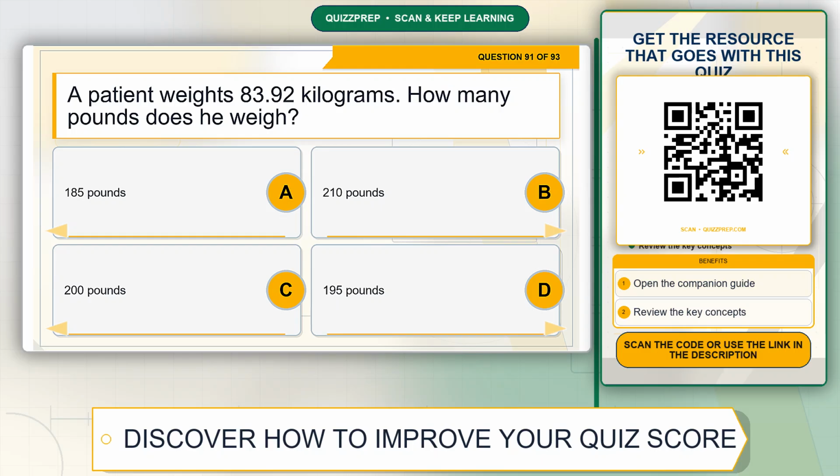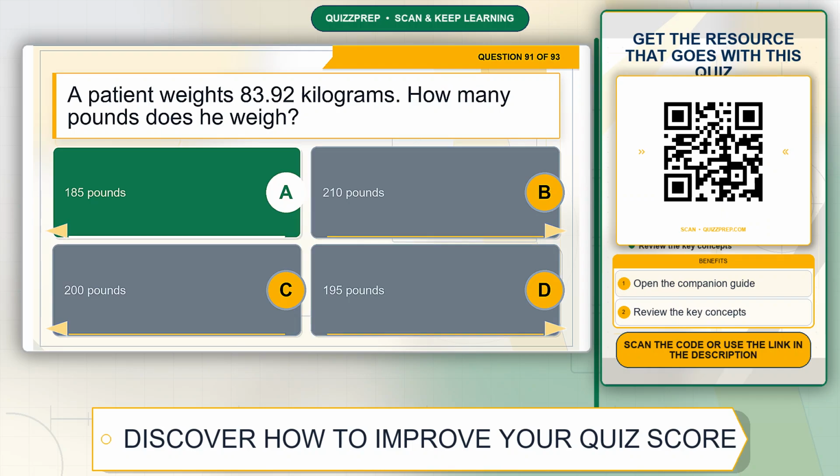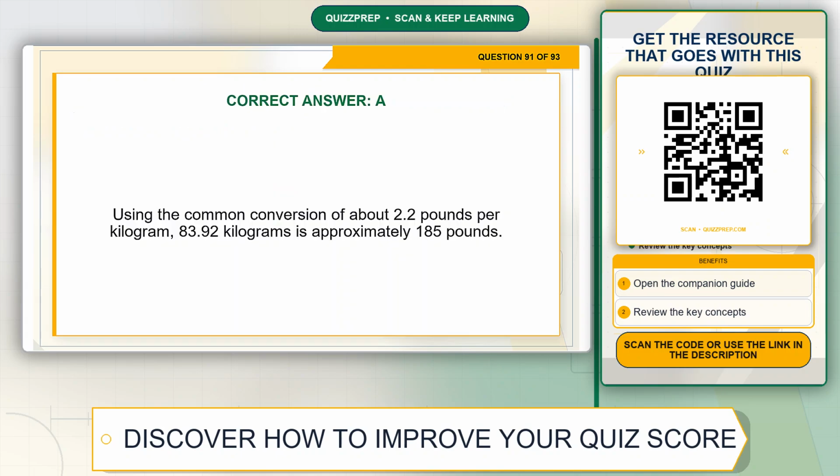Question 91. A patient weighs 83.92 kilograms. How many pounds does he weigh? Option A, 185 pounds. Option B, 210 pounds. Option C, 200 pounds. Option D, 195 pounds. The correct answer is option A, 185 pounds. Explanation. Using the common conversion of about 2.2 pounds per kilogram, 83.92 kilograms is approximately 185 pounds.